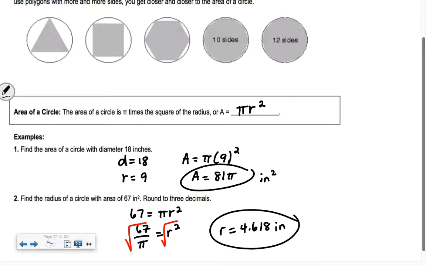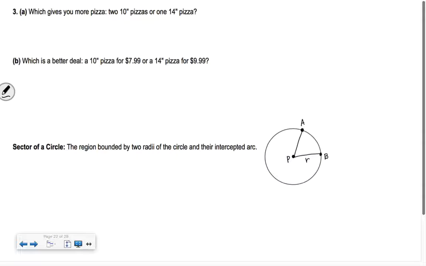Okay, so those are basic problems. I think you guys probably know how to solve those. Here are a little bit trickier. You know, it's funny, like real life problems, when you're in college and you're deciding what deals the best, you can use some math to help you. So it says which is better, so which gives you more pizza? 2 10-inch pizzas or 1 14-inch pizza? Any predictions? What do you guys think? 2 10 inches, because you're like, oh, 2 pizzas, that's more.